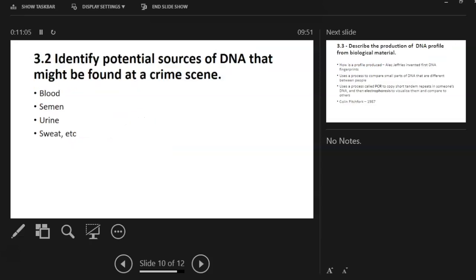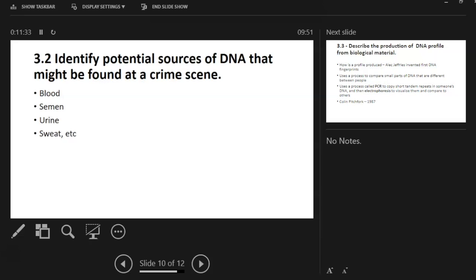And then, very simple one, identify potential sources of DNA that might be found at a crime scene. So those are some: blood, semen, urine, sweat, etc. If anything ever says identify, you don't actually need to do anything else apart from just name those things, and then you've met the criteria. So that's a way to save words. And obviously you don't need to do a title for that, you can just do it as you're going through.